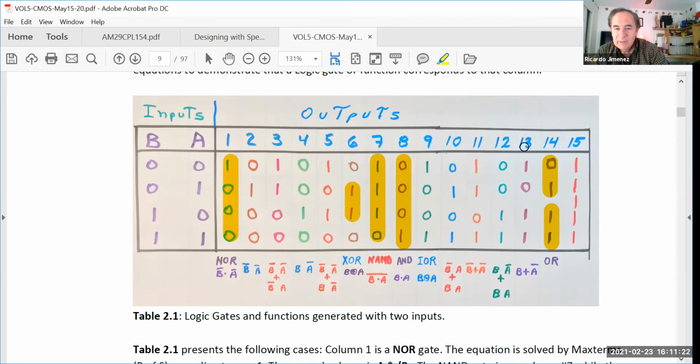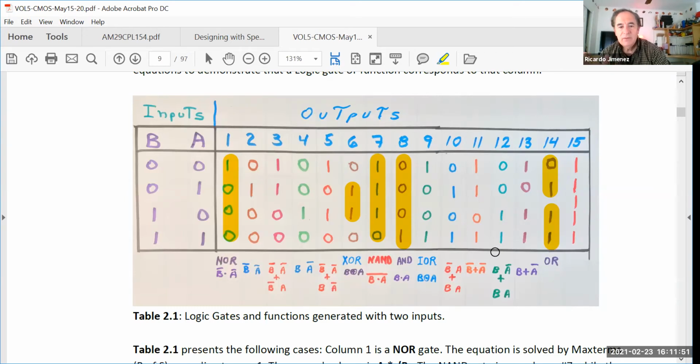And another thing, the inclusive OR gate, this is the OR gate. Now the NOR gate, it is right here. Notice that the NOR gate on the first column and 14th column, they are the opposite. You see, 0 and 3 ones, and now you have 1 and 3 zeros. So that's the NOT OR, or NOR gate.